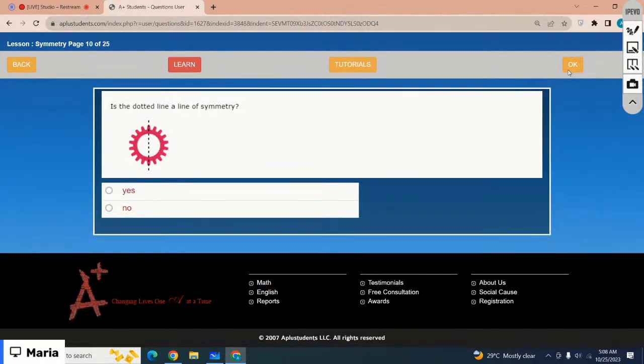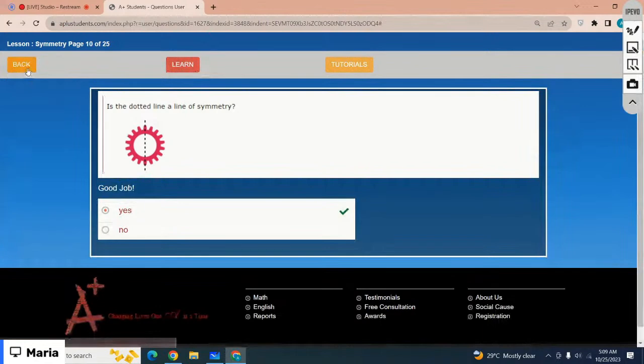Is the dotted line a line of symmetry? The correct option is yes. Okay, you can complete the lesson by yourself later today. Let me just move on to the next lesson.